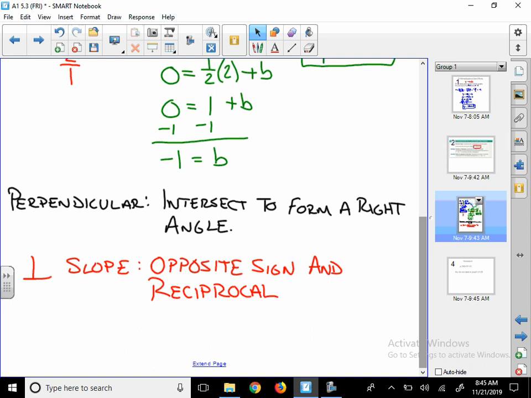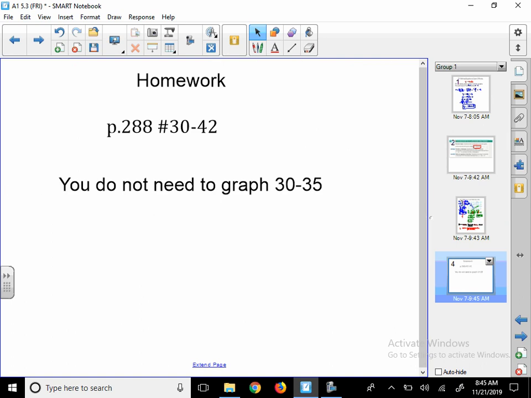But for today, here's your homework. We'll check this when I get back. And you do not need to graph 30 through 35. Just do whatever else the problem tells you to, but you do not need to graph those.